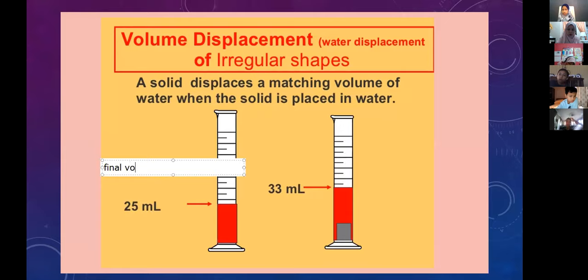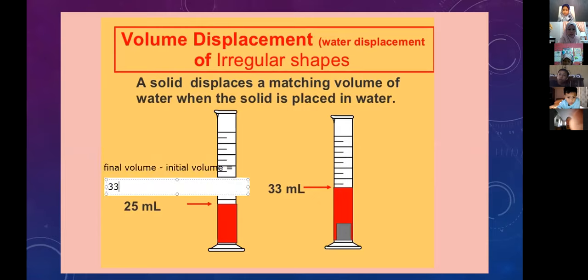Final volume minus initial volume is equal to, okay, final volume here is 33. So we take 33 ml minus with 25 ml. So the answer is 8 ml. Okay, Fatin Auni, very good. Okay. Now we proceed to the next slide.